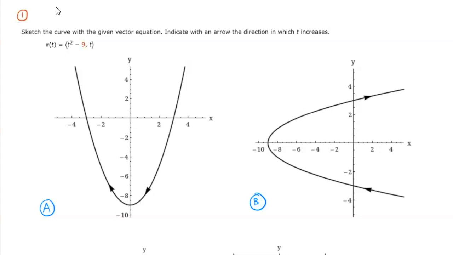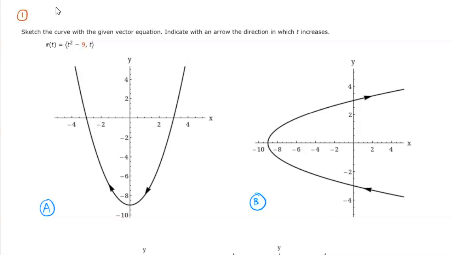It is what? t squared minus 9, and that's a t, right? Okay, this is the vector equation. In this vector equation, the output is a vector, right? But in 2D or 3D, the vector? 2, okay? Only 2 components. In 2D, so this will be just x, and this will be the y, right?